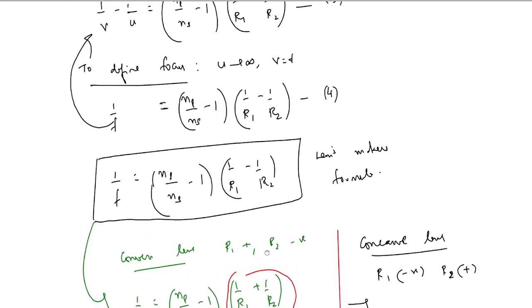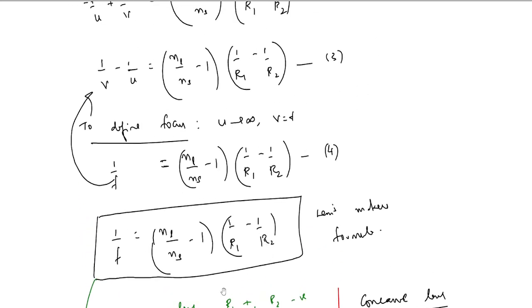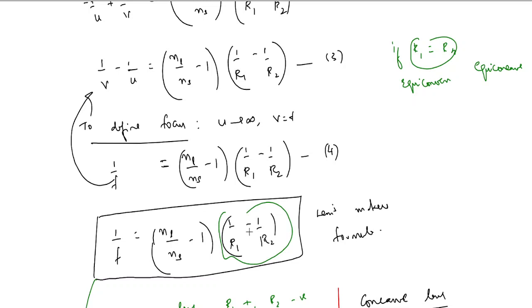We can have a case where both R1 and R2 are equal. If R1 and R2 are equal, in that case, if it is a convex lens, it is called an equiconvex lens. And if it is a concave lens, it is called an equiconcave lens. Even this could be asked in numericals. Do remember that if you put R1 and R2 directly here, the answer would be wrong because it would become a wrong value.